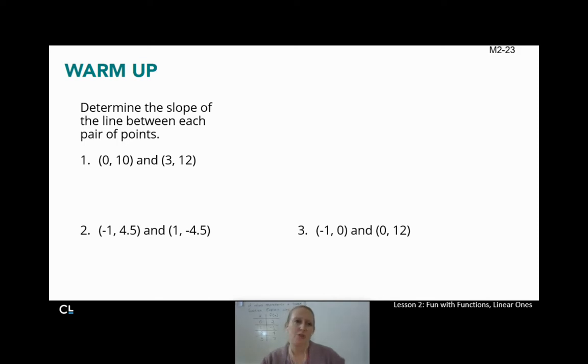We're just going to kick it off with some warm-ups here, picking up a little bit where we left off last time, but we're going to dig a little deeper today. First of all, I want you to determine the slope of the line between each pair of points. If you recall, for slope, you subtract your y coordinates on top and subtract your x coordinates on the bottom. So go ahead, hit pause, find the slope between each of these points, and then hit play when you're ready to check your work.